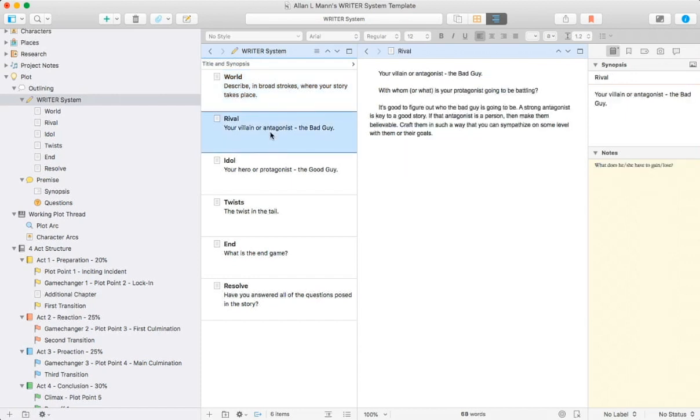Moving on, rival. So who's the bad guy, the villain, the antagonist? So with whom or what is your good guy going to be battling? So it's good to figure out who the bad guy is going to be. A strong antagonist is key to a good story.